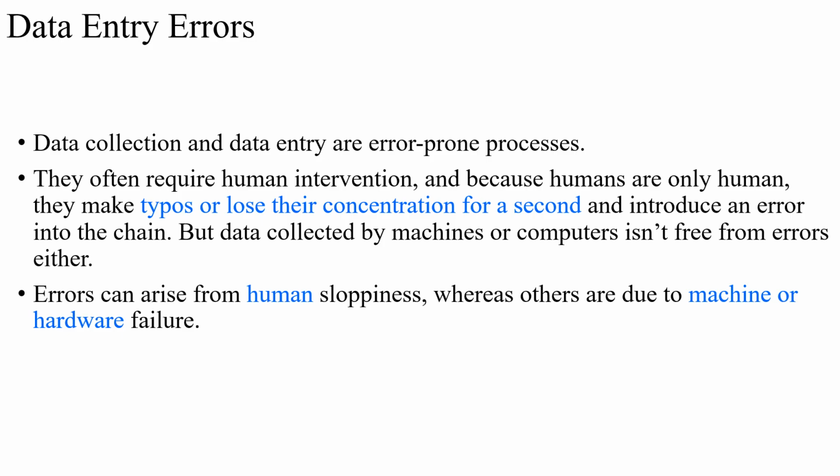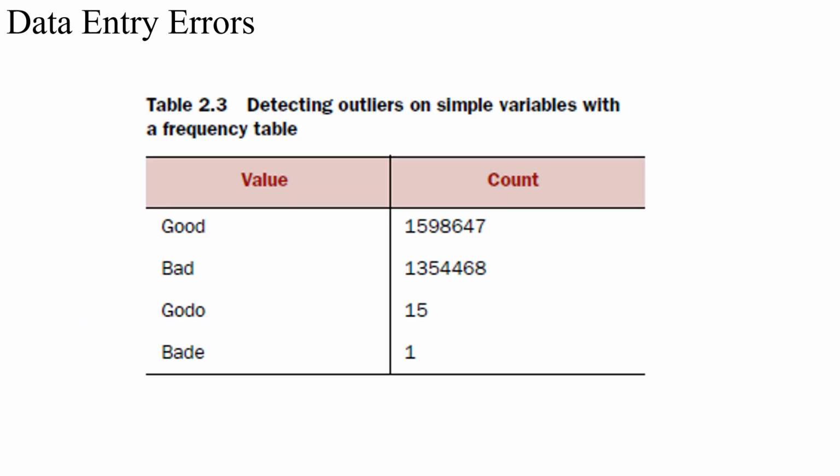So the first error is data entry error. The data collection and data entry are error-prone processes because humans are only human, so they may make typos or lose their concentration for a second and introduce an error. Even we can't say that machines or computers are free from errors, because if the machine fails or if the hardware fails, definitely we'll have errors in the data.